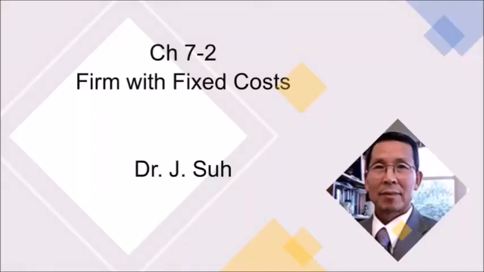Now we're going to try to fully understand how firms make choices. We're going to look at how they make choices in the short run and how they make choices in the long run. In order to do so, we're going to assume that firms try to maximize profit.